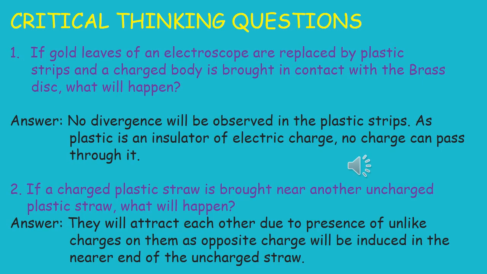Critical thinking questions. Question number 1. If gold leaves of an electroscope are replaced by plastic strips and a charged body is brought in contact with the brass disc, what will happen?